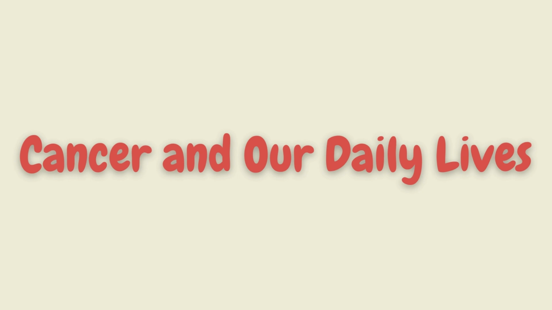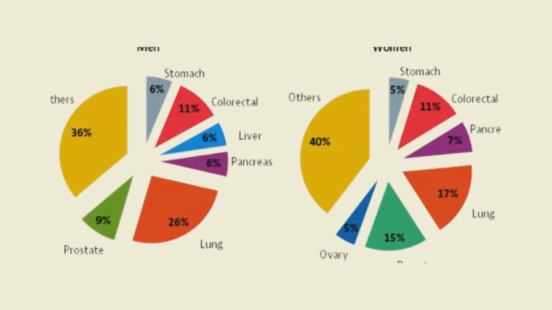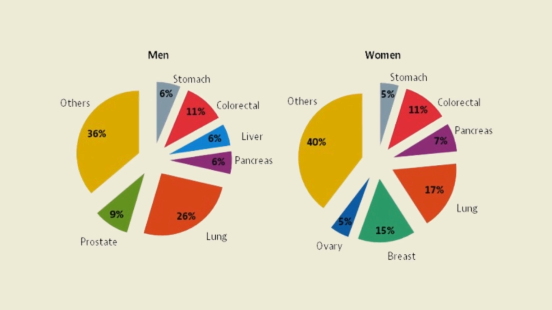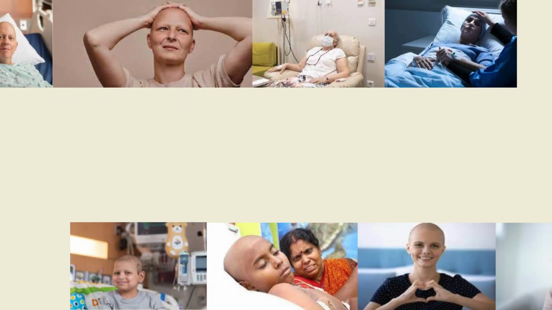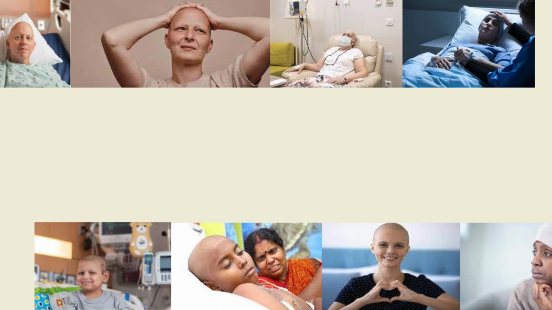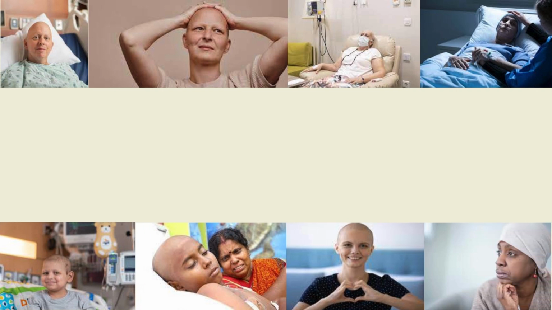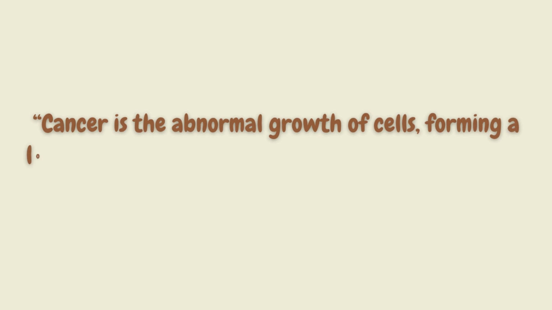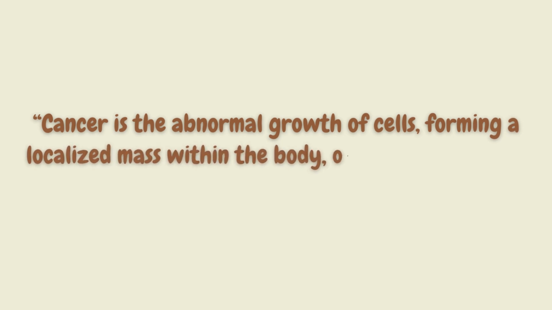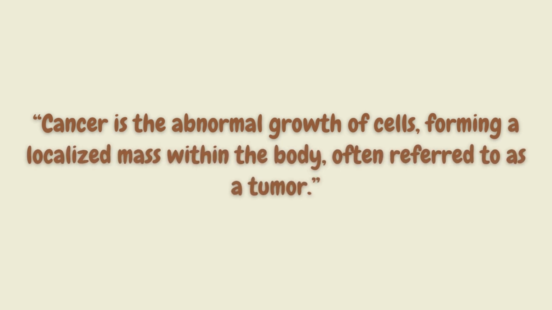We all know that cancer is a devastating disease that claims many lives across the globe. It can afflict individuals of all ages and target various organs within the human body. But what exactly is cancer? To define it, it is the abnormal growth of cells forming a localized mass within the body, often referred to as a tumor. However, why does this tumor form?